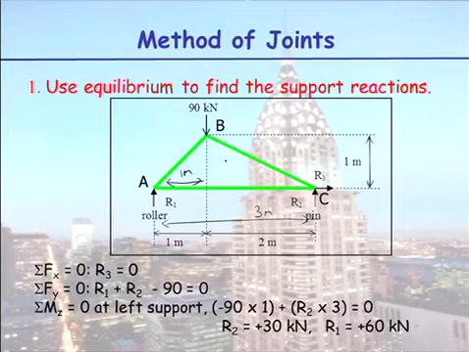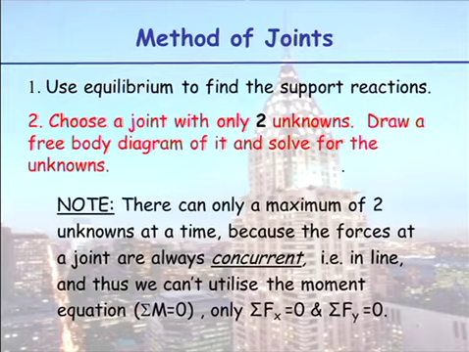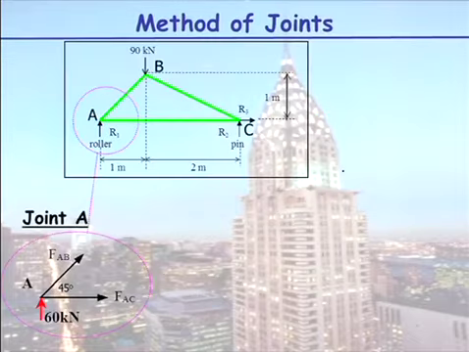Does R3 cause a moment at A? No, R3 runs through point A if you trace that force as a vector. It causes no moment. So we calculate our reactions, and now we choose a joint with only 2 unknowns. Remember, there can only be a maximum of 2 unknowns at a time because the forces at a joint are always concurrent. They always come back to a point. So let's start at joint A. In this particular problem, we could actually start at joint A, joint B, or joint C, because at each of those joints there are two unknowns.